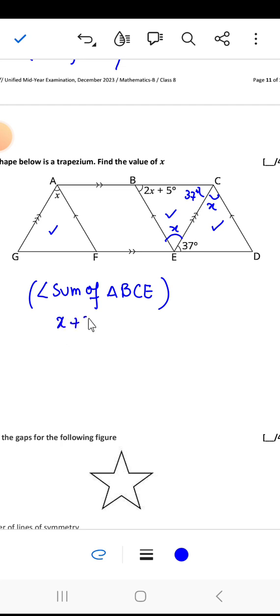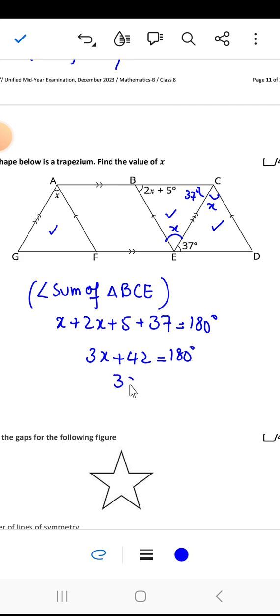So x plus 2x plus 5 plus 37 is equal to 180 degree. So basically 3x plus 37 plus 5 would be 42 is equal to 180 degree. 3x would be 138 and x would be 46 degree.